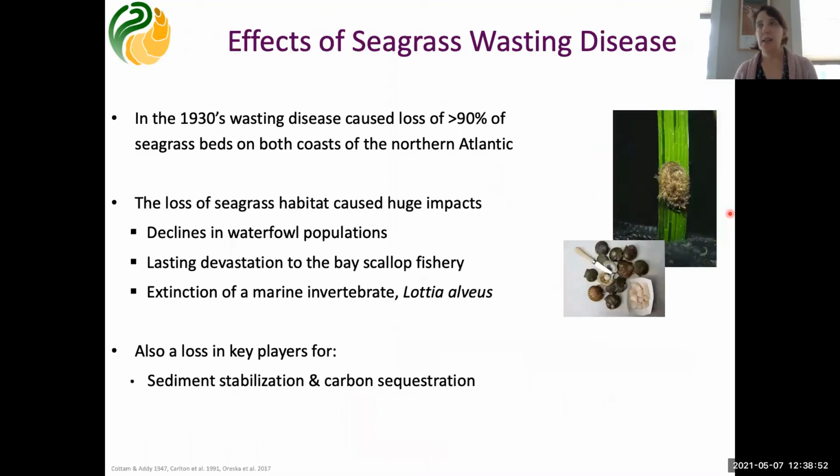So what is seagrass wasting disease and what are the effects? In the 1930s, seagrass wasting disease caused a loss of greater than 90% of seagrass beds on both coasts of the North Atlantic. And this did have huge impacts, including decline of waterfowl populations, lasting devastation to the bay scallop fishery, and extinction of a marine invertebrate snail. I know that in some areas the eelgrasses have come back and are coming back, though in many areas they're not. And this is also a loss of key players for sediment stabilization and carbon sequestration.